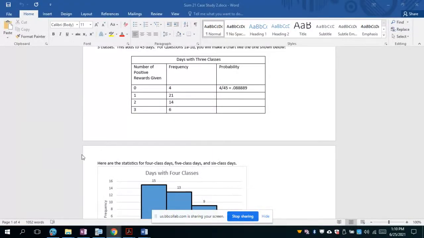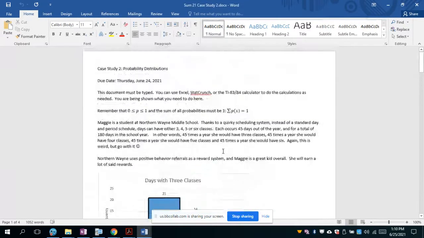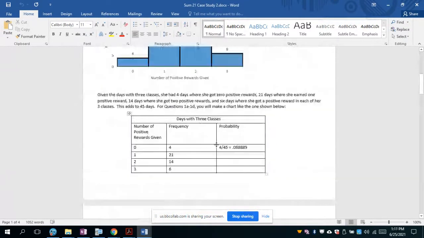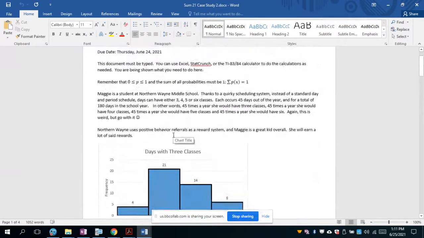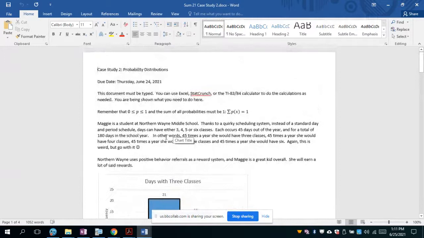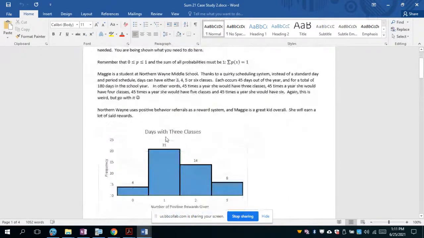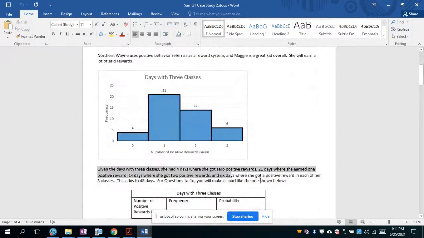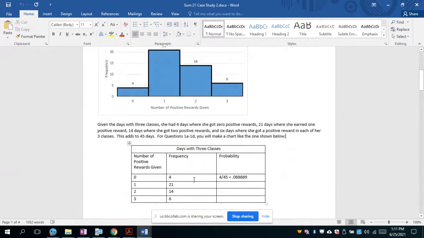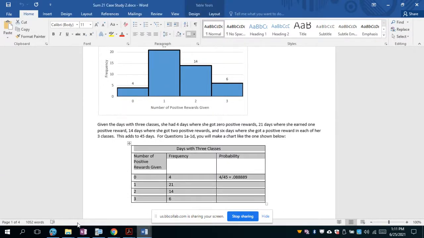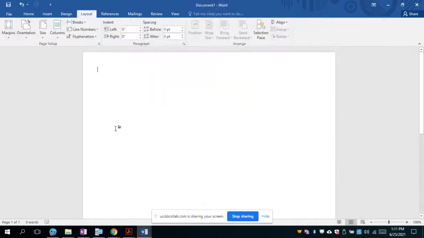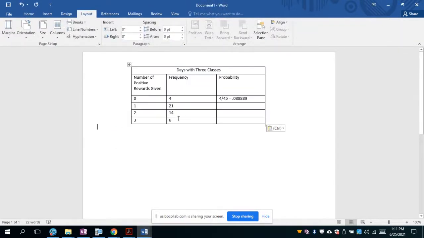Okay, so this is a StatCrunch video brief on how to do a couple of things. Number one, if you go to the case study on StatCrunch, this was a typo, but everything else is now good. So you're wondering, how do you make a table? Well, basically, the days with 3 classes, that's already started for you. To do that, you just cut and paste.